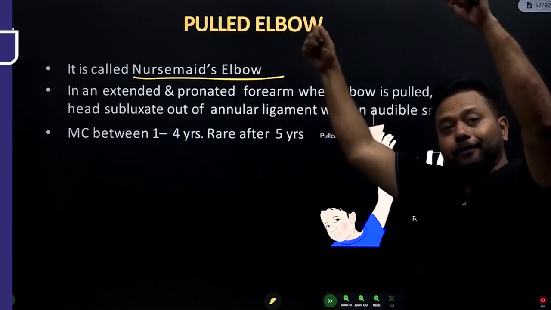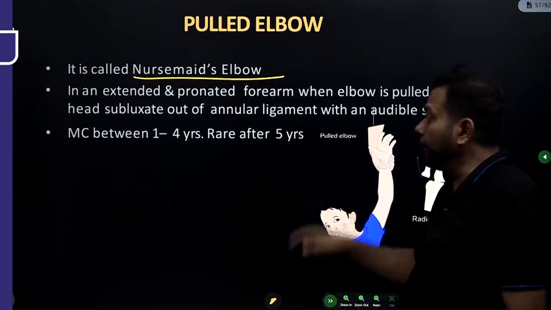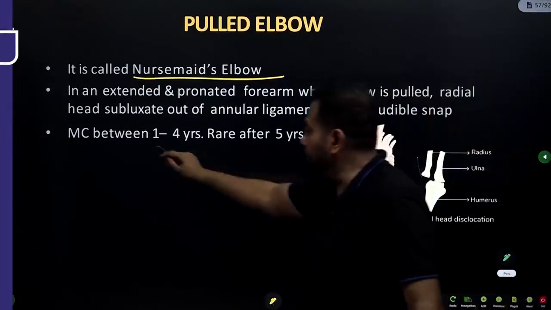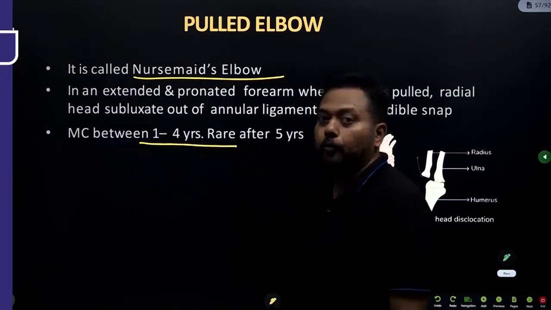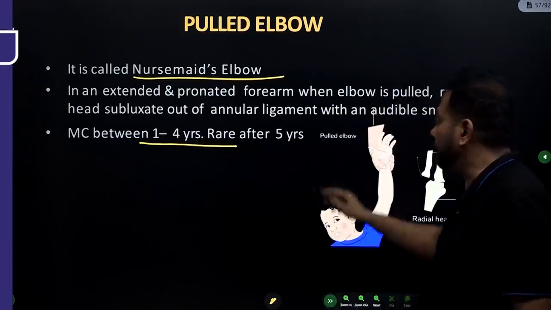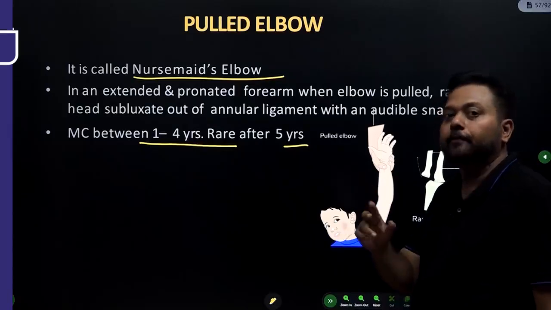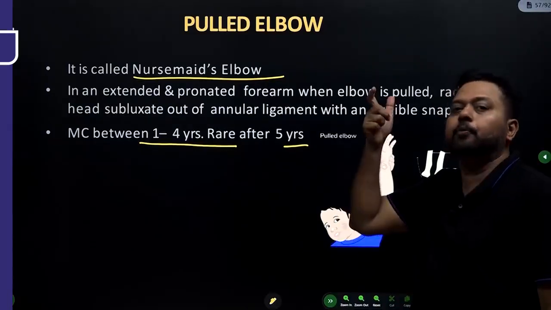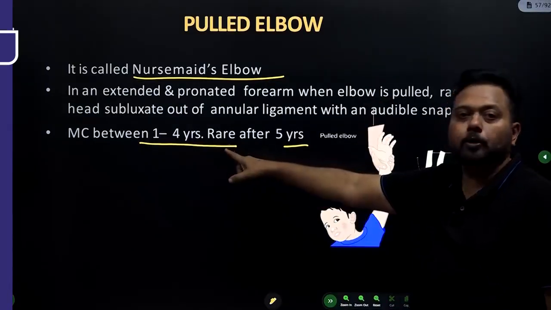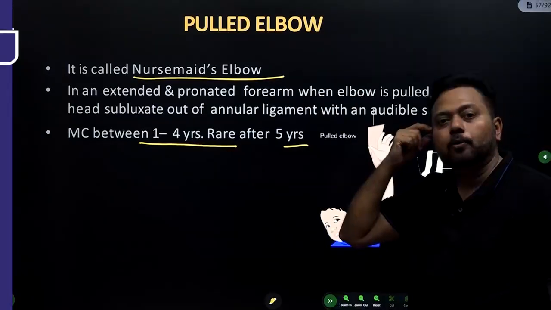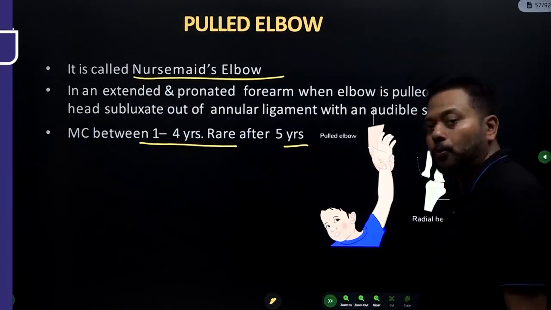You should not lift like this. That will cause pulled elbow. Very, very common problem. Most common age, this is a question repeated many times, is 1 to 4 years. Rare after 5 years. It's called pulled elbow. Slippage of radial head from the annular ligament due to sudden pull in a child aged between 1 to 4 years. A snappy sound will be heard. That's called a pulled elbow.